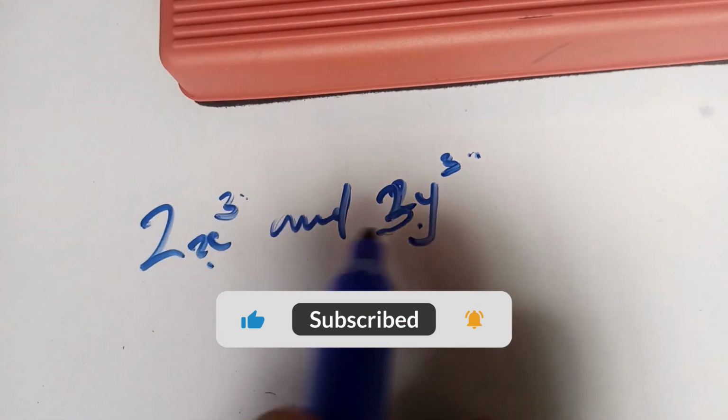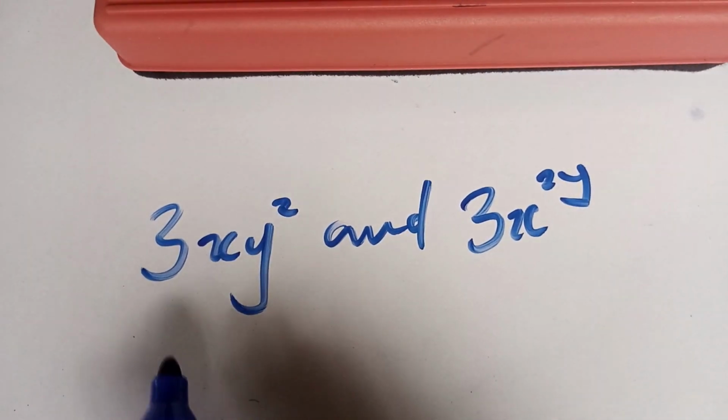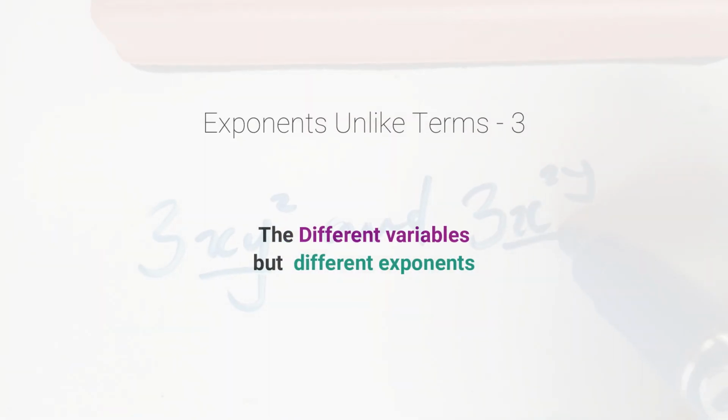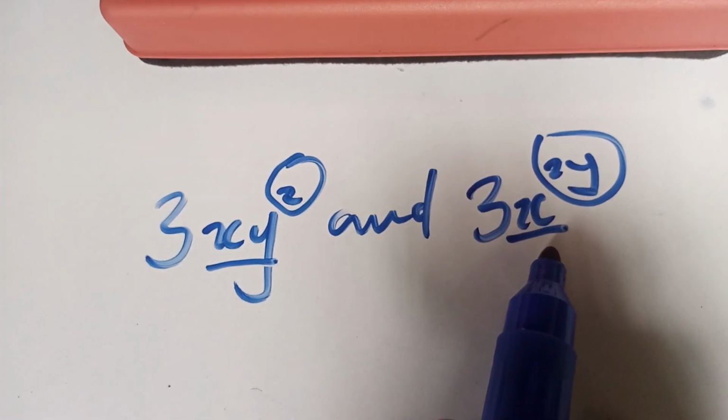They have different variables but the same exponent here, so they are unlike terms. Don't worry about the coefficient for now. Just think about the variable and the exponent. And the last one here is that they have different variables and different exponents. That means they are unlike terms.